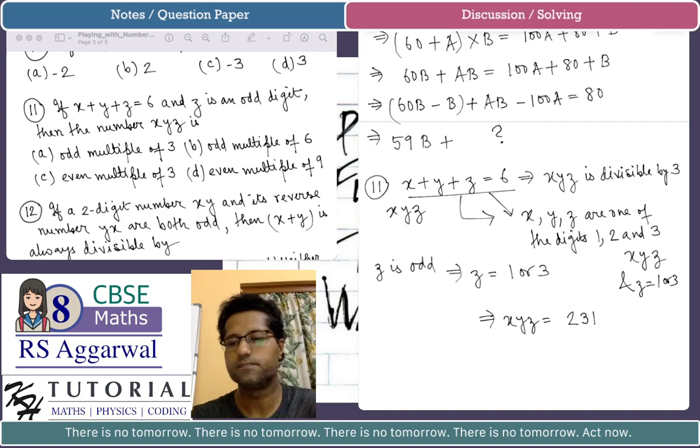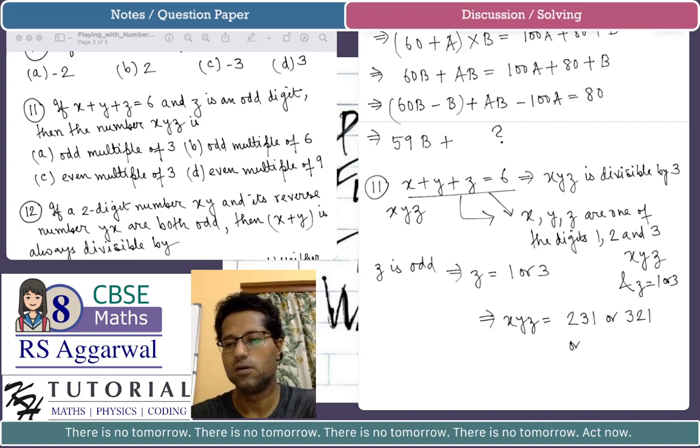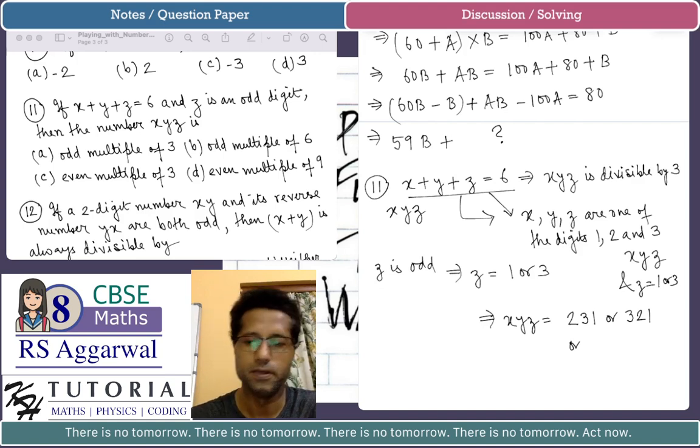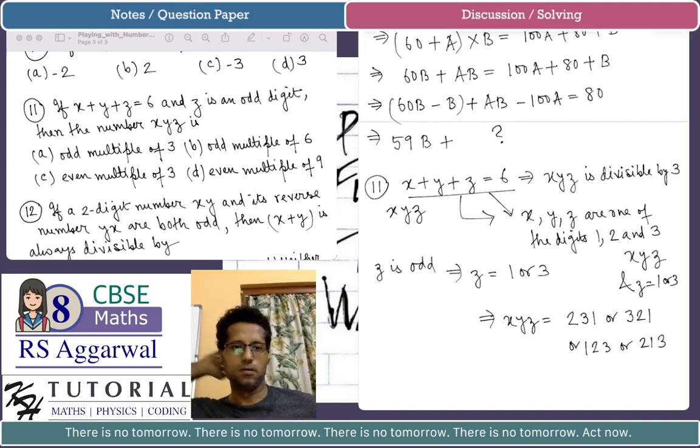It can be 2, 3, 1, or it can be 3, 2, 1, where z is 1. And if we consider z to be 3, then the two other digits could be 1, 2, 3, or 2, 1, 3. So these are the four possible numbers xyz, and it is asking whether the number xyz is an odd multiple of 3.